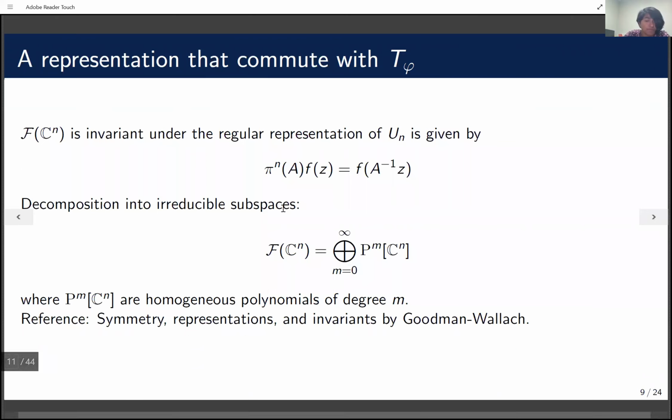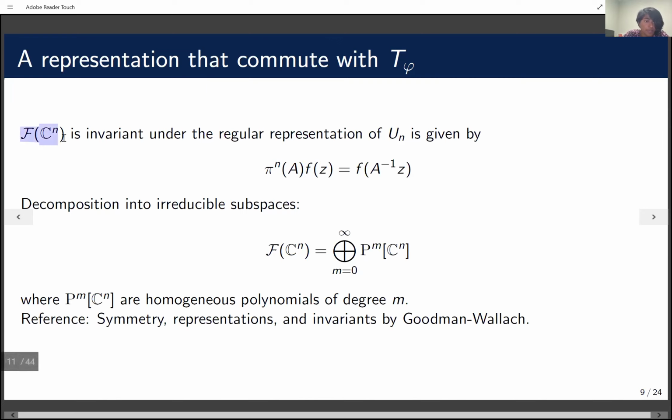Okay, so now our goal is to diagonalize the Toeplitz operators with quasi-radial symbols. For that, the first step is to look for a representation that commutes with the Toeplitz operators. So for the radial case, if we look at the group U(n), we have the regular action of the group U(n) on L2, defined by pi n of A acting on F evaluated at z equal to F of A inverse z.